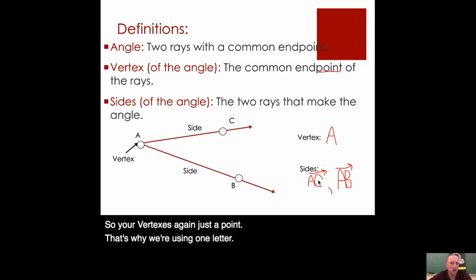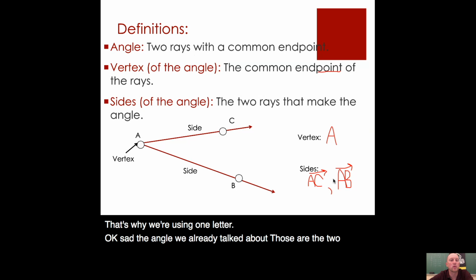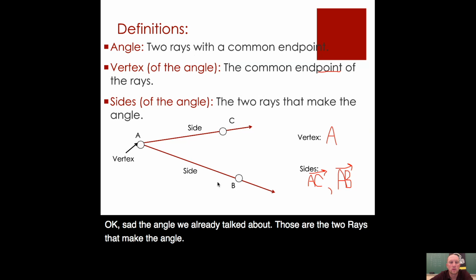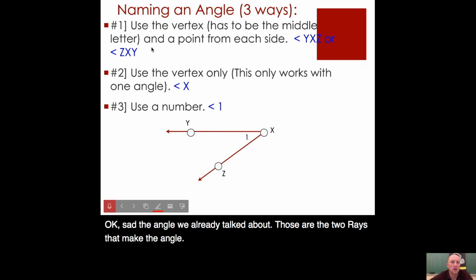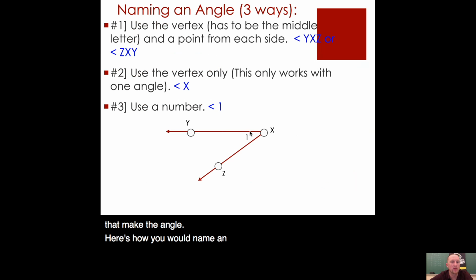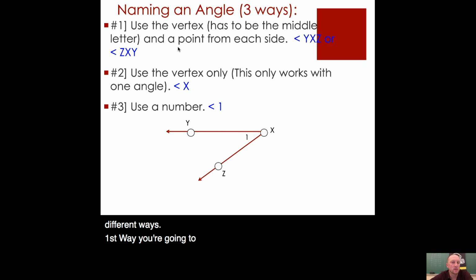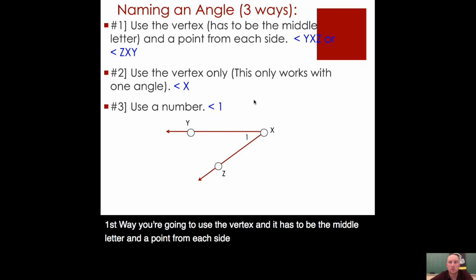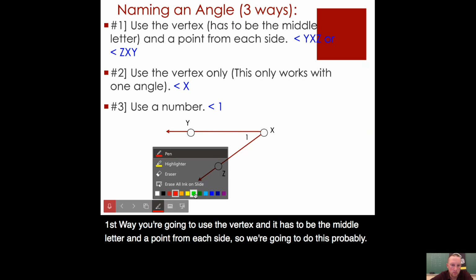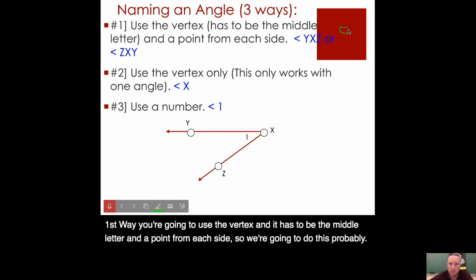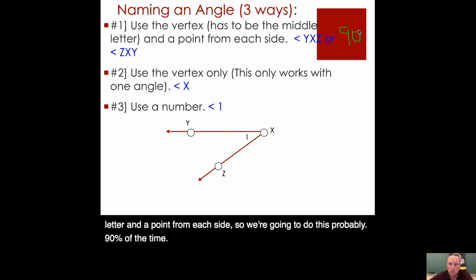Okay, sides of the angle we already talked about. Those are the two rays that make the angle. Here's how you would name an angle, and we're going to do it three different ways. First way, you're going to use the vertex, and it has to be the middle letter, and a point from each side. So we're going to do this probably 90% of the time. We're going to use three letters to name an angle.